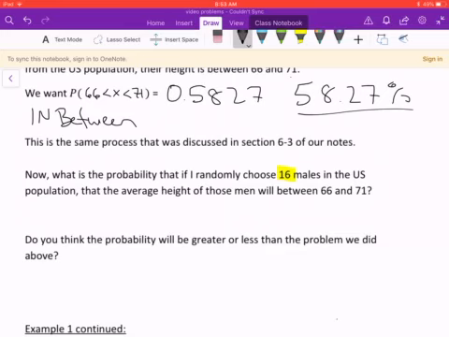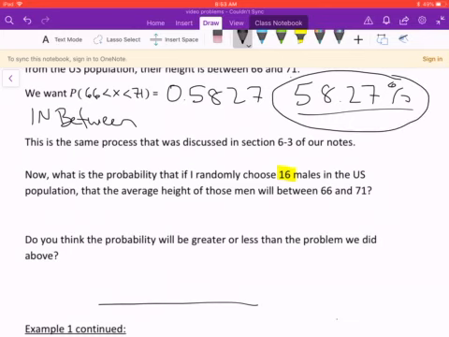So what is the probability? Do you think the probability will be greater than or less than the problem that we did above? I'm going to give you a second to think about it. Just put an answer of what you think will be the case here. Do you think it's going to be a bigger number than 58.27, or do you think the average height of these people is going to be a smaller percentage?